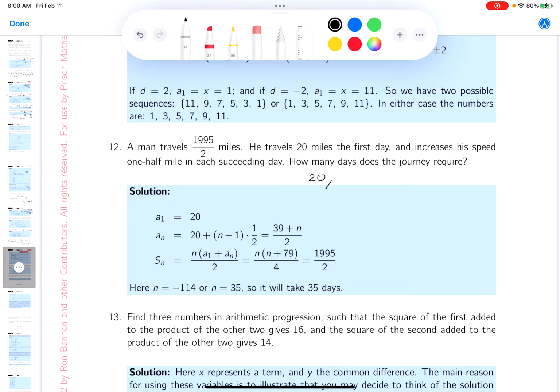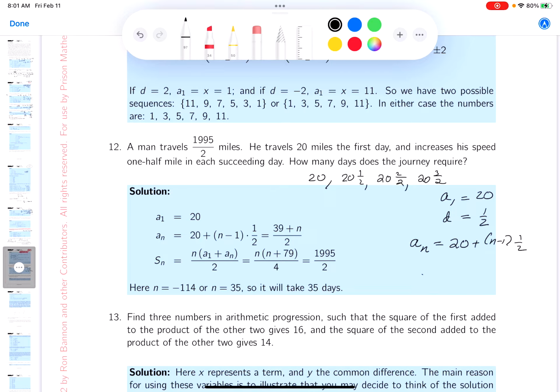So if you thought about that, the next day he would travel 20 and 1/2 miles. The next day he would travel, he's increasing a half mile each day, so it's 2 halves, and then 23 halves. Right? It might be a strange way to write that down, but I'm starting to realize it's an arithmetic sequence where A1 is 20, and the D is going to be 1/2. All right. So let's write down AN. AN is going to be A1, which is 20, plus N minus 1 times D, which is 1/2.